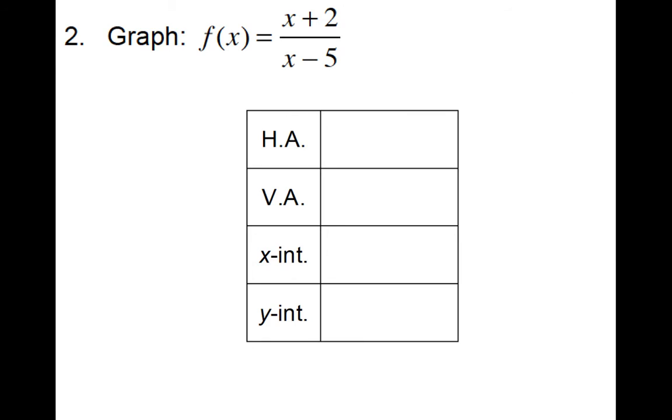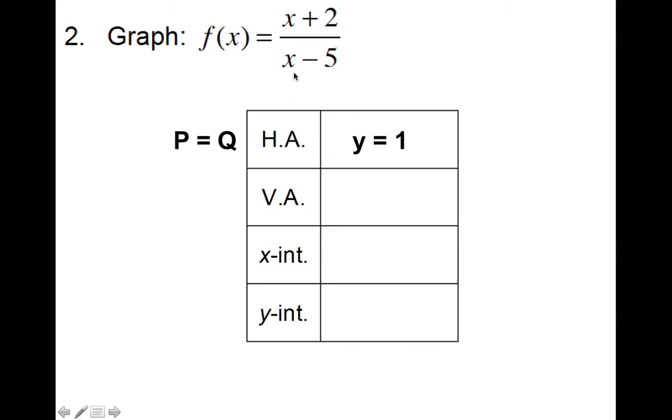Okay, number 2, to find your horizontal asymptote for f of x equals x plus 2 over x minus 5, you look at the exponents. So notice the exponent here is 1, the exponent here is 1, so the exponents are equal, so p equals q. When you have that, to find the equation of the line, you take the coefficient up here and divide it by the coefficient down here. So it's 1 divided by 1, which is 1. So your horizontal asymptote is y equals 1.